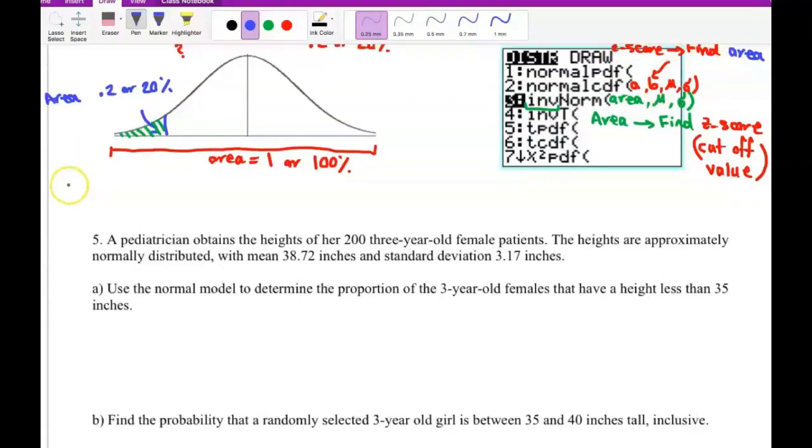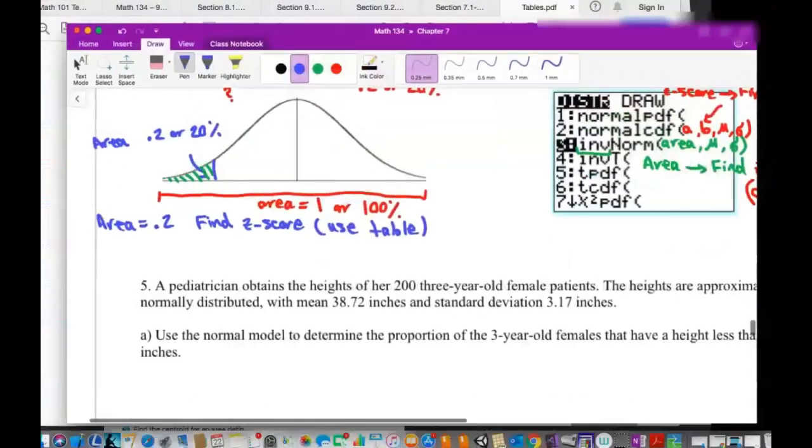Okay, so I want to use the table, and here what is given is the area. So area is equal to 0.2. So find the z-score, and use the table. Let's go back to the table.